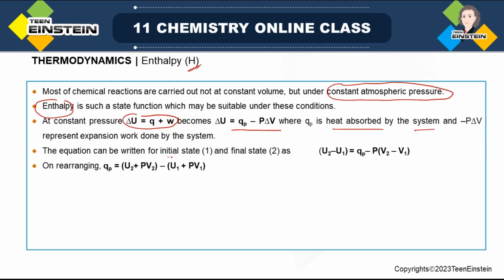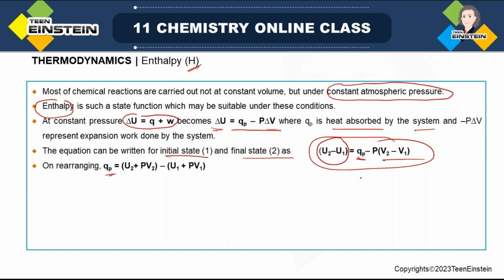Suppose you are writing it for the two states. The initial state is denoted by state 1, the final state by state 2. For state 1, the internal energy is U1, and for the final state 2, the internal energy is U2. So U2 minus U1, this difference, is basically del U. In place of del U in this equation, if you write it this way, then QP as it is, and in place of del V we are writing V2 minus V1, where V2 is the final volume and V1 is the initial volume. Now this equation you can arrange like this.